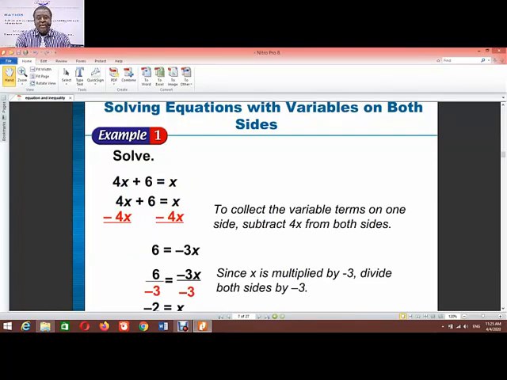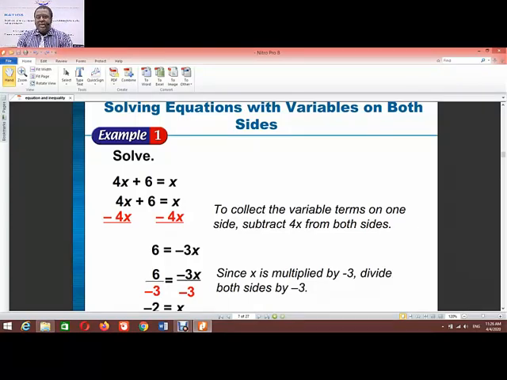Solving equations with variable on both sides. The ones we did before were equations with the variable on one side. Now we have both sides. So what does it mean? It means that we have the variable x on both the left hand side and the right hand side. Now the example is saying that we are solving 4x plus 6 is equal to x.